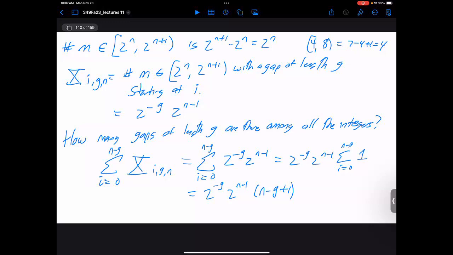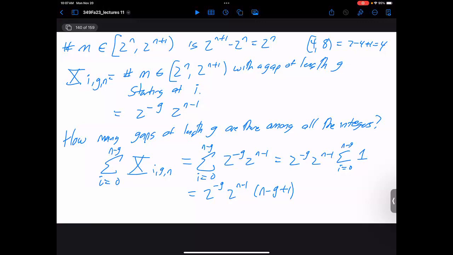So when I look at this, the i tells me where I start, the g tells me how big of a gap it is, and the n tells me where I live. I live from 2^n to 2^(n+1). And so this is the number of integers with a gap of length g starting at i. And so if we sum this over all possible values of i, that will give us the total number of gaps of length g. And we got 2^(-g) times 2^n times (n - g + 1).